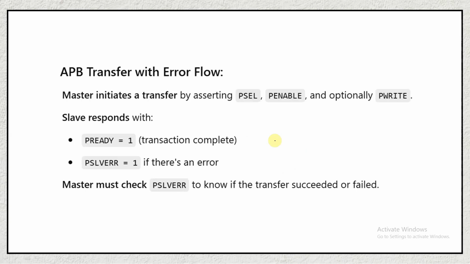APB transfer with error flow. Now here, if the master initiates a transfer by asserting PSEL, PENABLE and optionally PWRITE, the slave responds with PREADY. If it is equal to 1, then the transaction is completed, and if your PSLVERR is also equal to 1, then it means there is an error. Then the master must check PSLVERR to know if the transfer succeeded or failed.